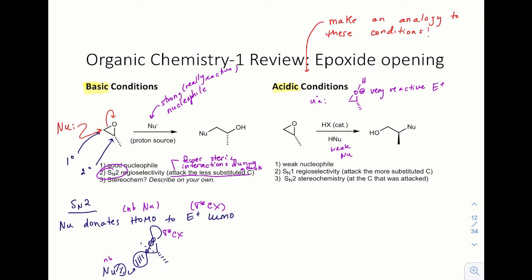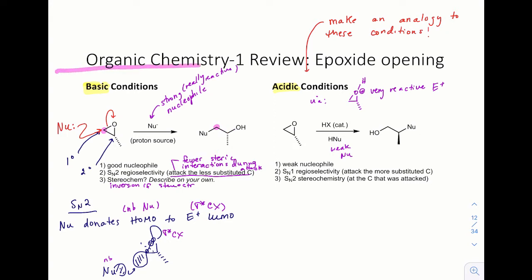If the less sterically hindered carbon, the less substituted carbon, the one that's attacked, is a stereocenter, then there will be inversion of stereochemistry, just like in all SN2 reactions. Of course, in this case, the carbon that is attacked, the less sterically hindered carbon, is not a stereocenter. So there's no inversion here. And the stereocenter, though that carbon was not attacked, so it just stays the same.